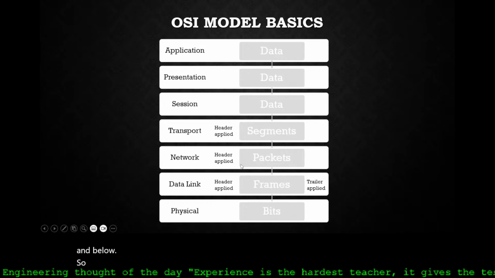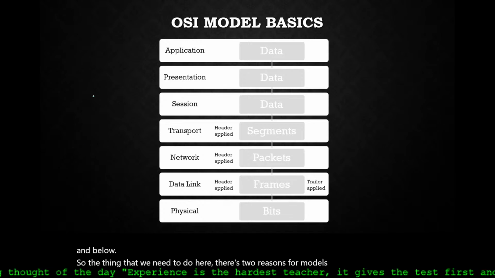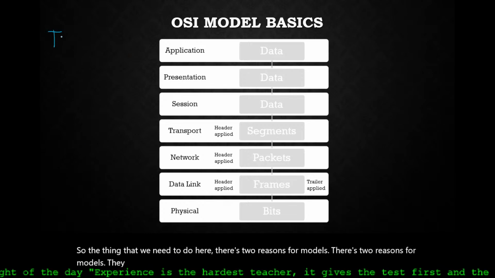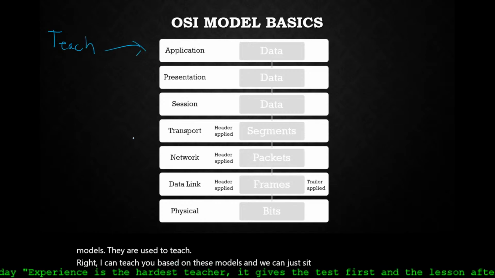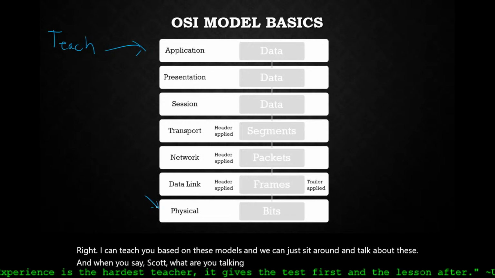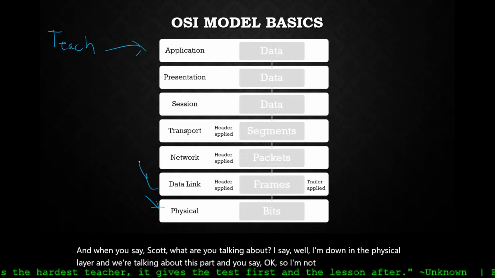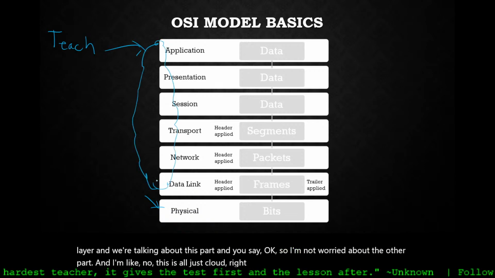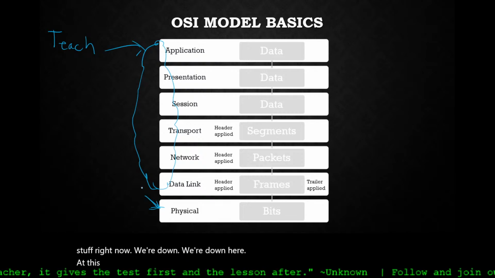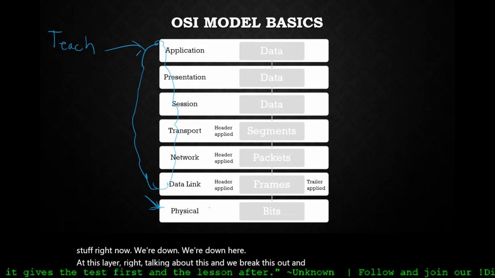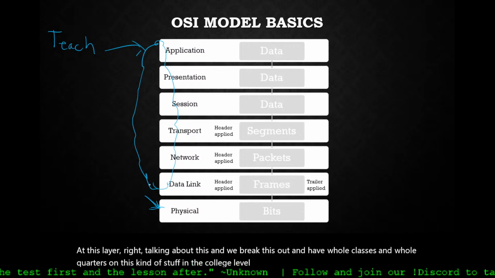There are two reasons for models. They are used to teach. I can teach you based on these models, and we can just sit around and talk about them. When you ask, Scott, what are you talking about, I say I'm down in the physical layer, talking about this part. You say okay, so I'm not worried about the other part, and I say no, this is all just cloud right now to you. We're down at this layer, and we break this out and have whole classes, whole quarters on this kind of stuff at the college level. This is what network engineers do.